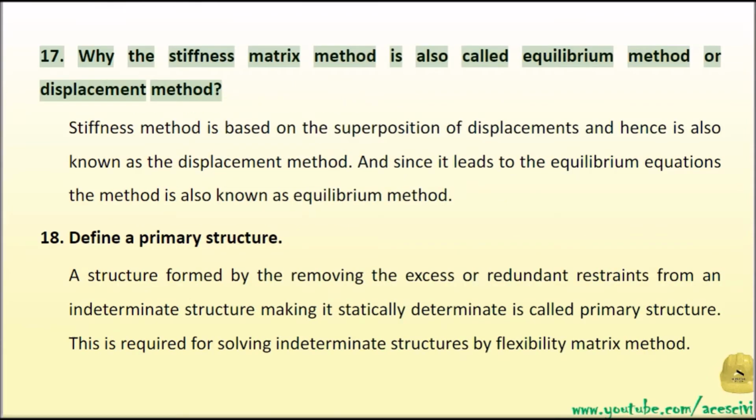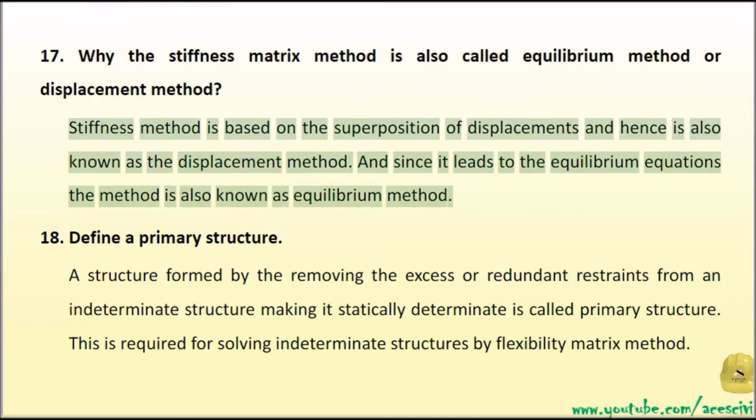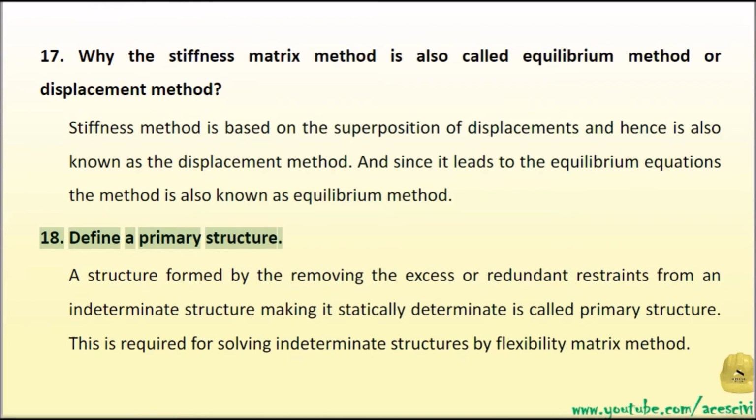Why is the stiffness matrix method also called the equilibrium method or displacement method? The stiffness method is based on the superposition of displacements and hence is also known as the displacement method. And since it leads to the equilibrium equations, the method is also known as the equilibrium method. Define a primary structure.